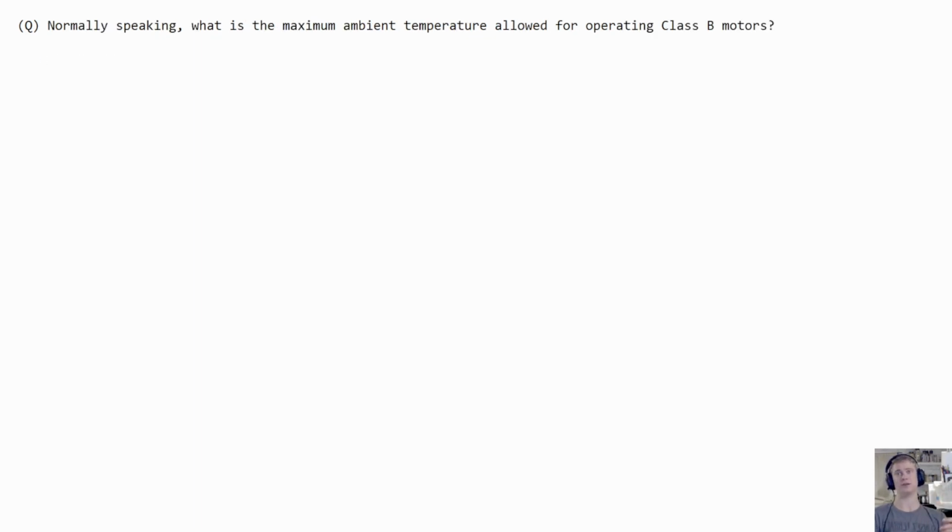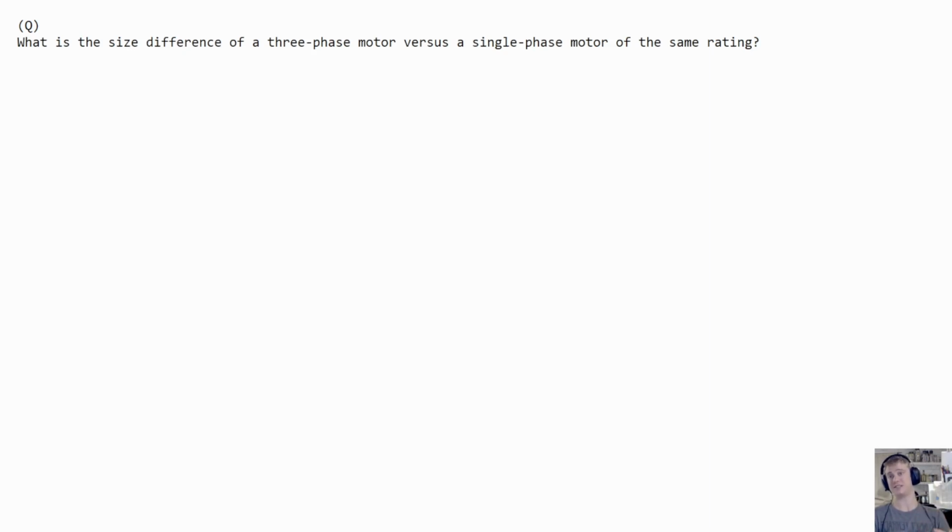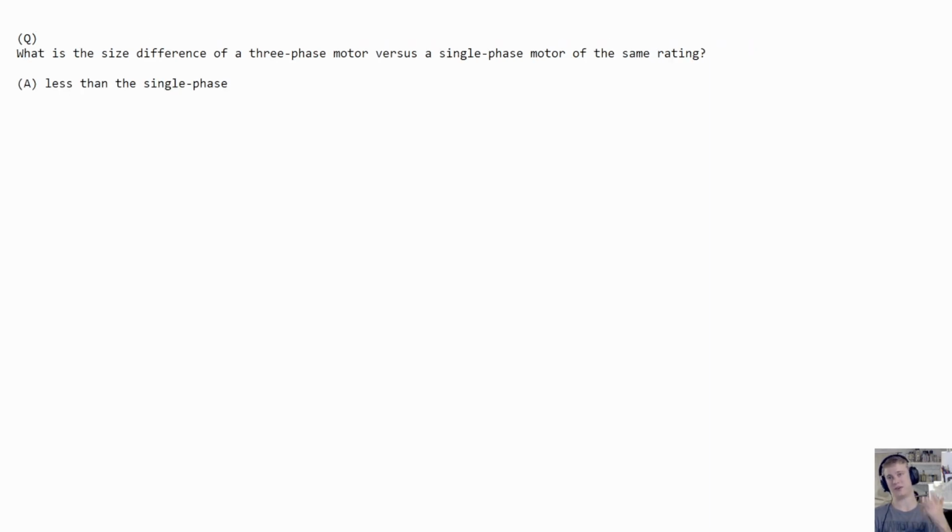Next, normally speaking, what is the ambient temperature allowed for operating Class B motors? That is 40 degrees Celsius. Next, what is the size difference of a three-phase motor versus a single-phase motor of the same rating? And that would be the three-phase motor is less than the single-phase motor in size. And my three-phase systems video explains this as well.